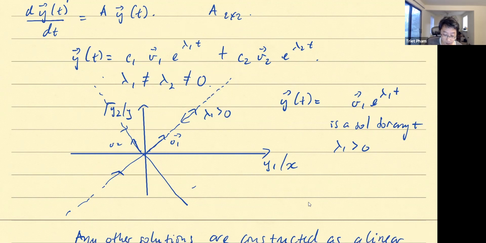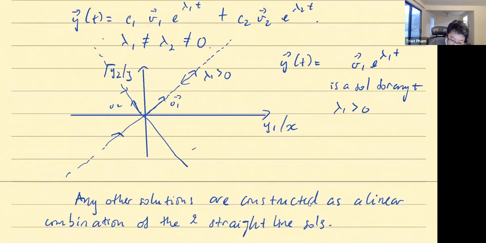Y1 over x. Oh, what I mean is, I want to call the first coordinate y1, the second coordinate y2. Sometimes you call it x. The book calls it x, and the second coordinate they call y. That's what I mean. It's not over x. Yeah, okay. So it's just a graph of the first coordinate versus the second coordinate. Any question here?